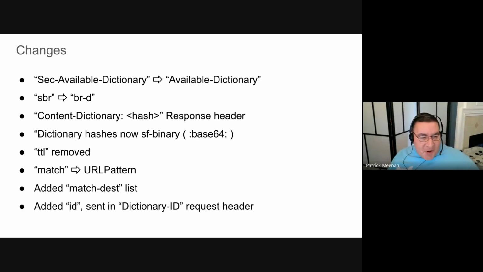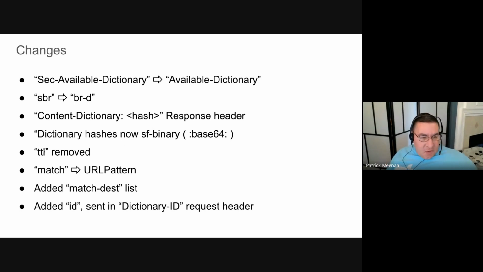The controversial one that will be coming up in the discussion points: the dictionary hashes, both in available dictionary and in the content dictionary, used to be a hex string. It is now a structured field byte stream, which is basically colons to delimit the start and the end, and a base 64 encoded string of the hash instead of a hex string.